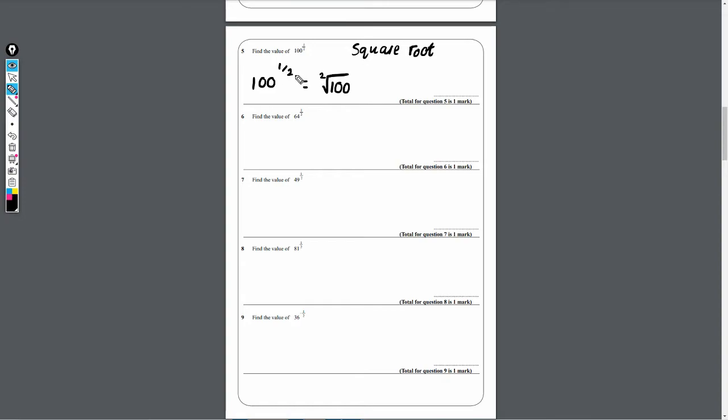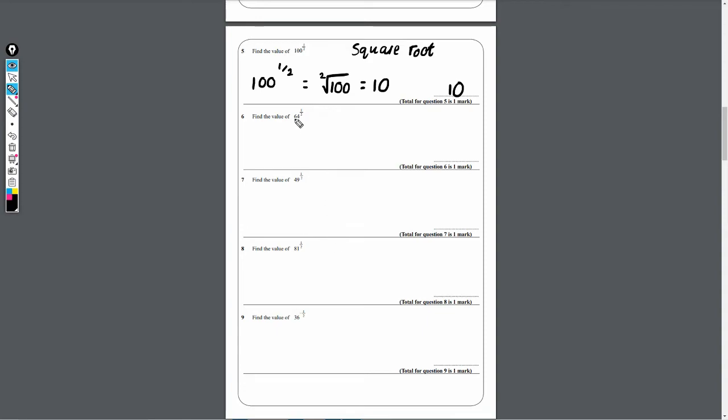If that was 1 over 3, we'd be taking the cube root, for example, which we'll see in the next bunch of questions. So just take the square root here now. This is nice and easy. So the square root of 100 is simply 10. So my final answer is just 10.